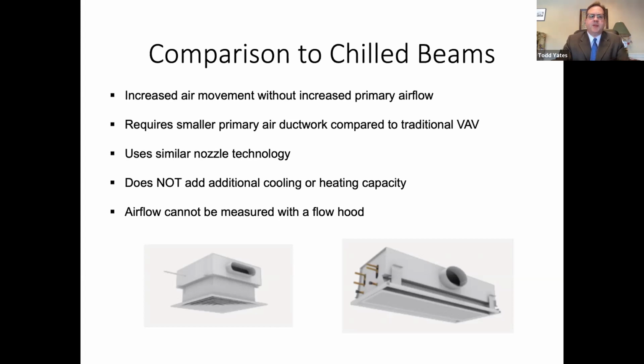So, a comparison to chilled beams: they all provide increased air movement without increased primary airflow because they're inducing air into the device. They require smaller primary air ductwork compared to a traditional VAV. They use the same nozzle technology to induce that airflow. One difference is these induction diffusers do not add any additional heating or cooling capacity. They're passive in that sense. They're an airflow device only. There's no water, no coils connected to them. However, they're similar in that airflow cannot be measured with a flow hood.